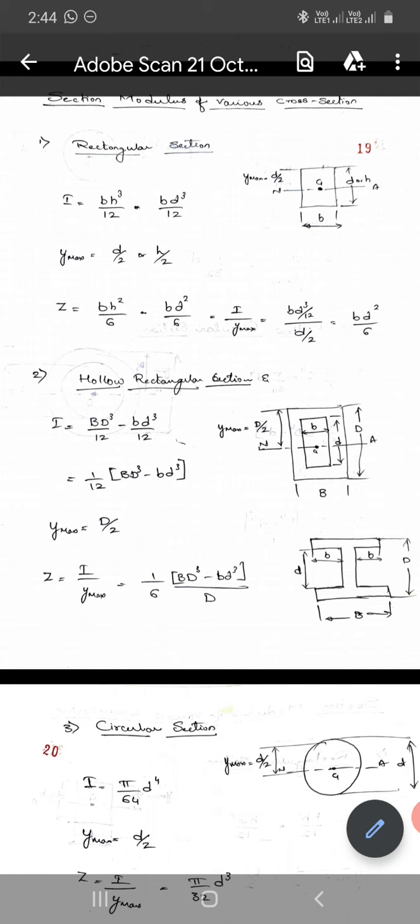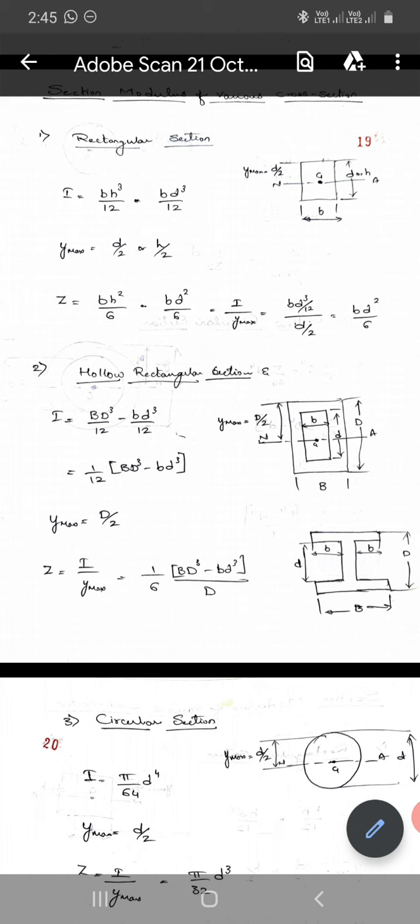So moment of inertia I is first capital BD cube by 12. So this is the I of the whole outer rectangle, minus small bd cube by 12. So minus the inside rectangle, we get the hollow one. So 1 by 12 is common. We have BD cube minus bd cube by 12, we have the I of the hollow rectangular section. The y max is half the depth, that is D by 2.